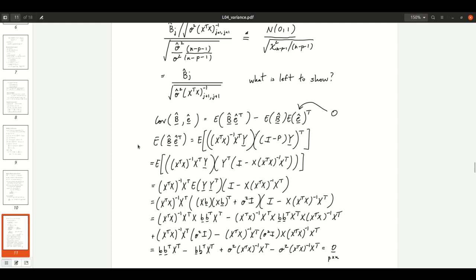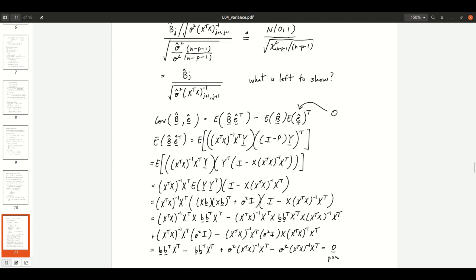I'm not going to go through all the steps of the derivation, but I'll take you through the first couple. The rest of it's just manipulating formulas here. So one formula for the covariance is you take the expected value of the first thing times the second thing transpose. Remember that this is going to be a p plus 1 by n matrix. It's a cross covariance matrix. And you subtract off the expected value of b hat multiplied by the expected value of e hat transpose.